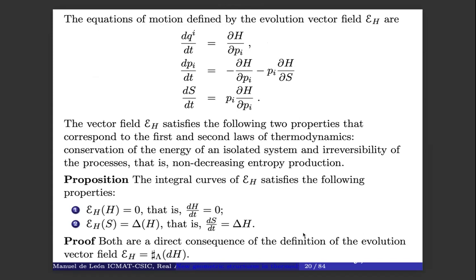And this is interesting because we can see that the energy is not constant along the Hamiltonian vector field because we have a dissipation, but the energy is preserved by the evolution vector field, and also this is another property: the evolution vector field applied to S is just delta applied to the energy.